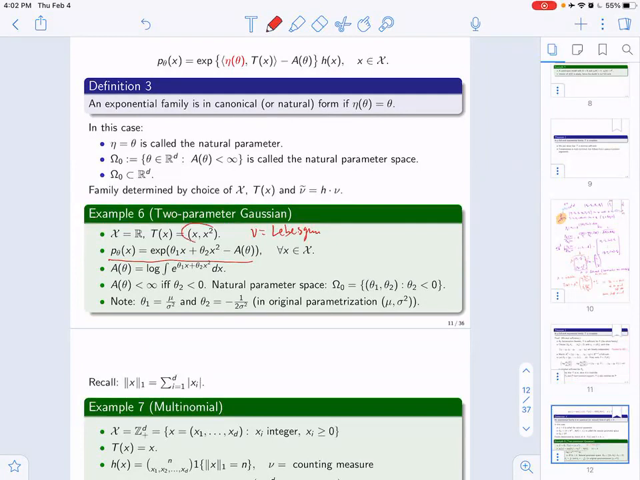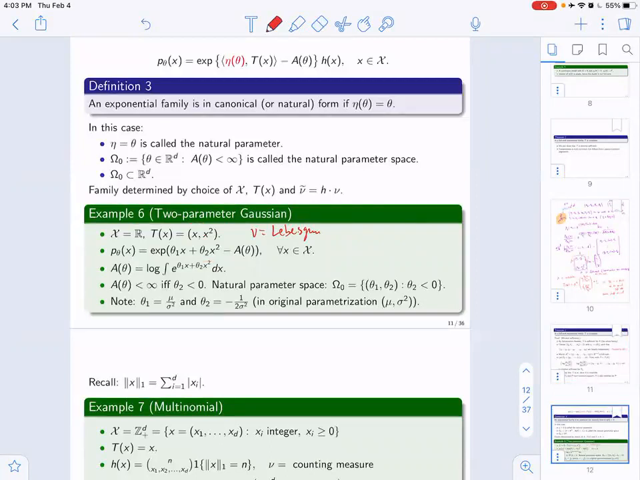I fix t as the map that maps x in the reals to x and x squared. And then my exponential family would look like this. This density is with respect to Lebesgue measure, and the log partition function would be this, and it's going to be finite if and only if, you can verify, theta 2 is negative. And so the natural parameter space would be this. So without knowing the Gaussian, I have defined an exponential family distribution.